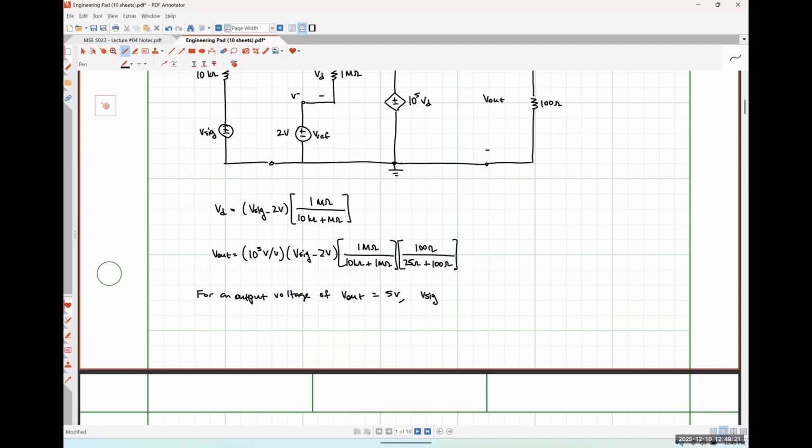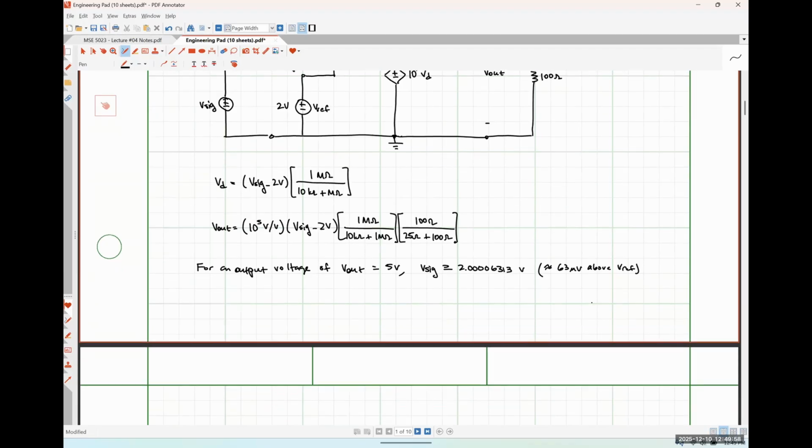Vsig will be greater than or equal to 2.00006313 volts. So I'm just going to make a note here, approximately 63 microvolts above Vref.